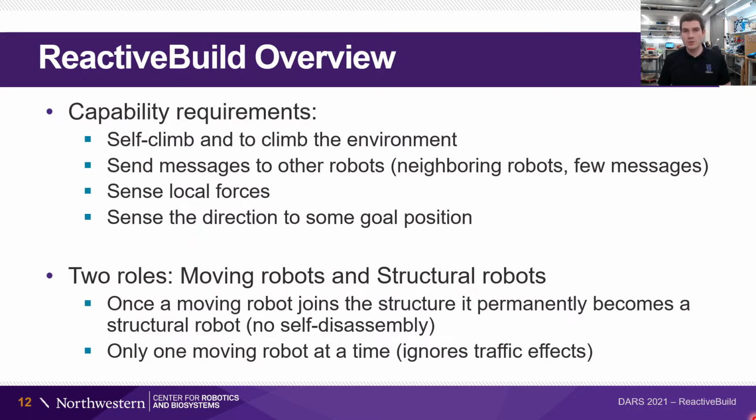Within Reactive Build, there are going to be robots that have two different roles. There are moving robots, which are the ones that are actually moving and climbing on the structure. And then there are structural robots, which are the robots that are actually part of the structure. We assume that once a moving robot joins the structure, it permanently becomes a structural robot, so there's no self-disassembly. Also, because we know from Malley et al. that traffic effects can have big impacts in the process of self-assembly, in order to simplify analysis and evaluation of this algorithm, we're only going to concentrate on the case where there's one moving robot at a time.